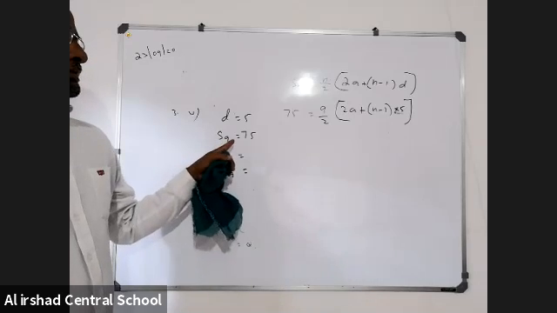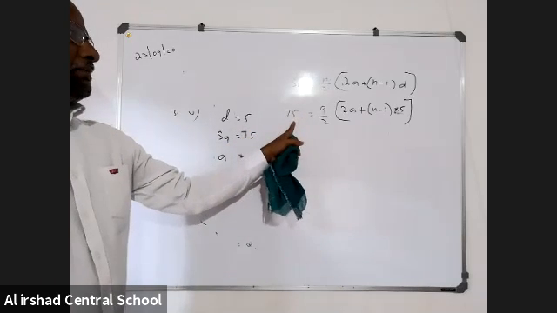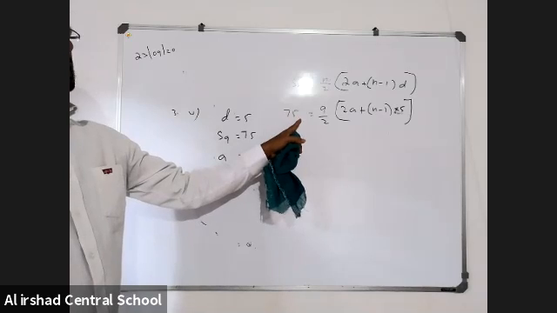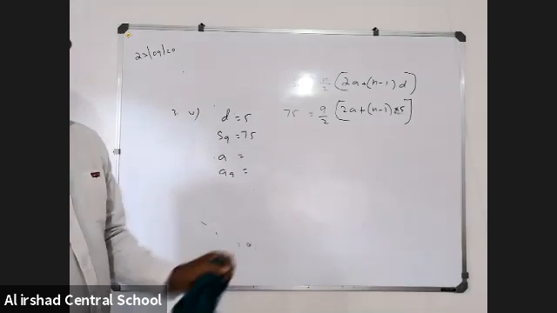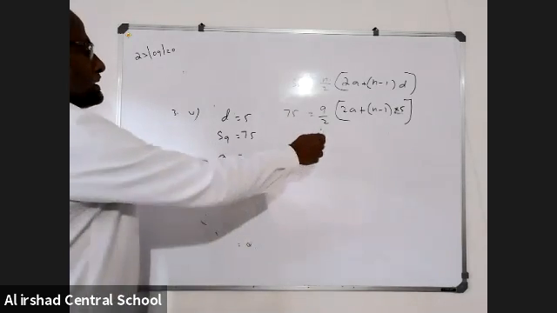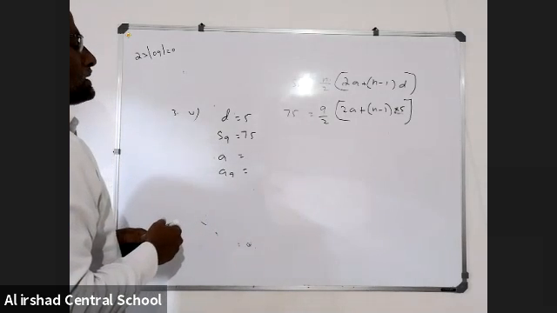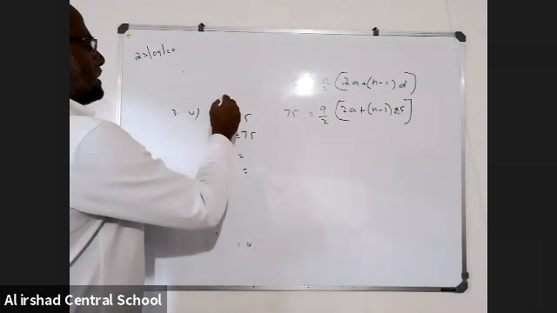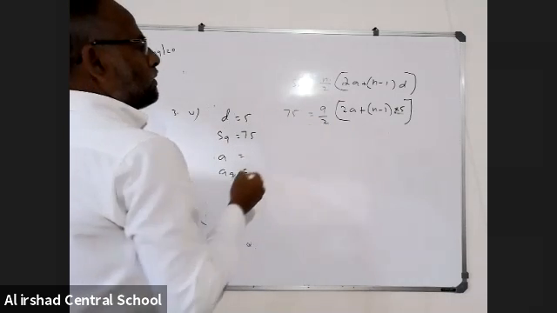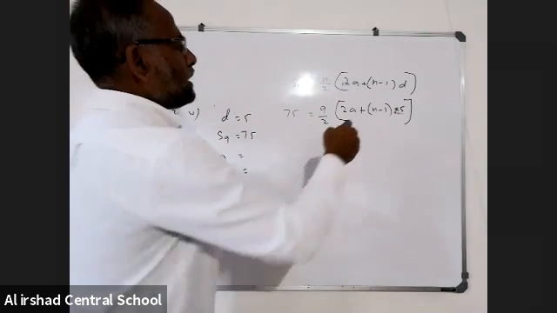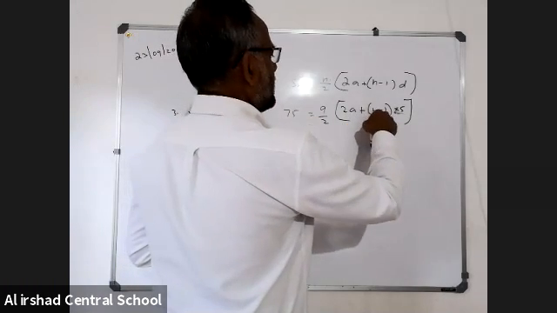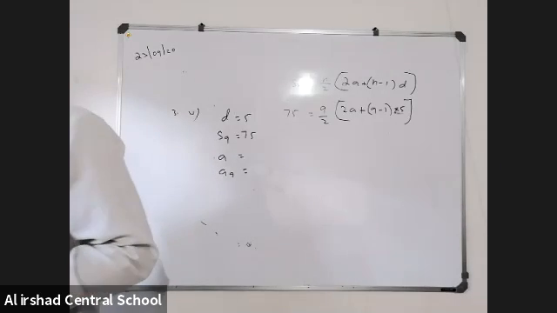Sum of S9 means sum of 9 terms, not the ninth term. So n is 9. Now n minus 1 into d. Here also n is 9, so 9 minus 1 into d. Now find out a.